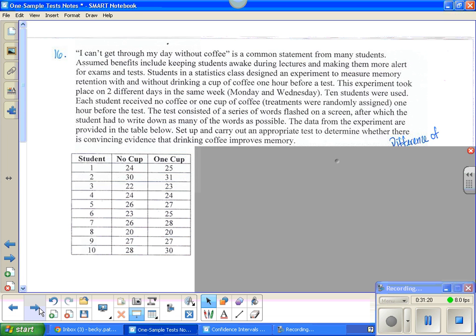The experiment took place on 2 different days in the same week, Monday and Wednesday. 10 students were used. Each student received no coffee or 1 cup of coffee. Treatments were randomly assigned. Right there is when you know what it is. It's a matched pairs because it's 1 sample. Because I'm doing both treatments to 1 person. Does that make sense?